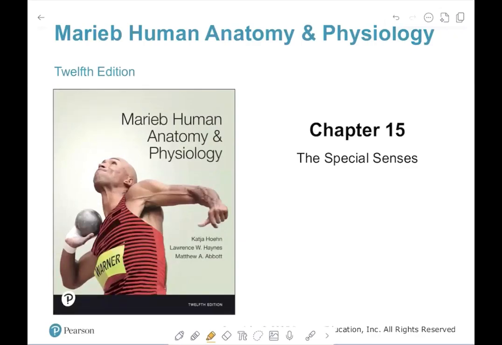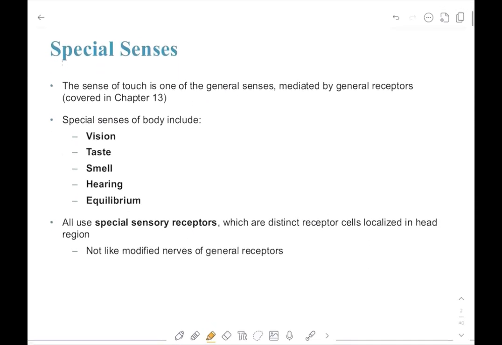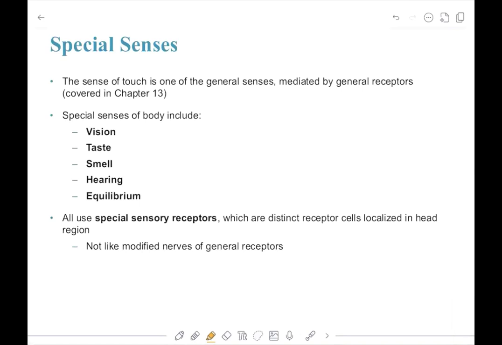Chapter 15 is on the special senses. In chapter 13, you were introduced to touch, which is one of those general senses mediated by general receptors. But here we're going to be looking at more specialized sensory receptors, so they're not like modified nerves of general receptors. When you learned earlier in life about the five senses, they weren't separating the two individual senses in the ear, which are hearing and equilibrium. So you could say in our case there are kind of six senses, five of which we're going to be covering in this chapter.